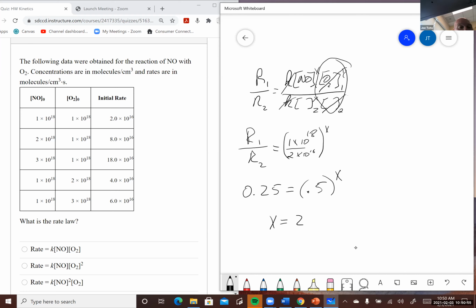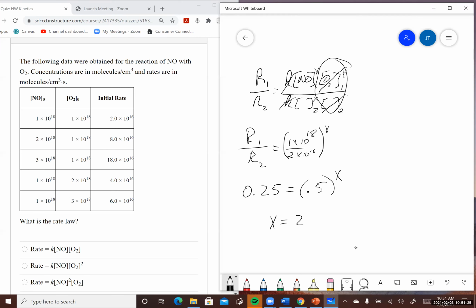Let's see, is there any other ones? I could look at 1 and 4, right? That's a double effect. If I look at experiment 1 compared to 4, I see the concentration of NO doesn't change, but O2 doubles. Is that correct? Yes. Okay. What happens to the rate? Doubles as well. So what's the order for NO?